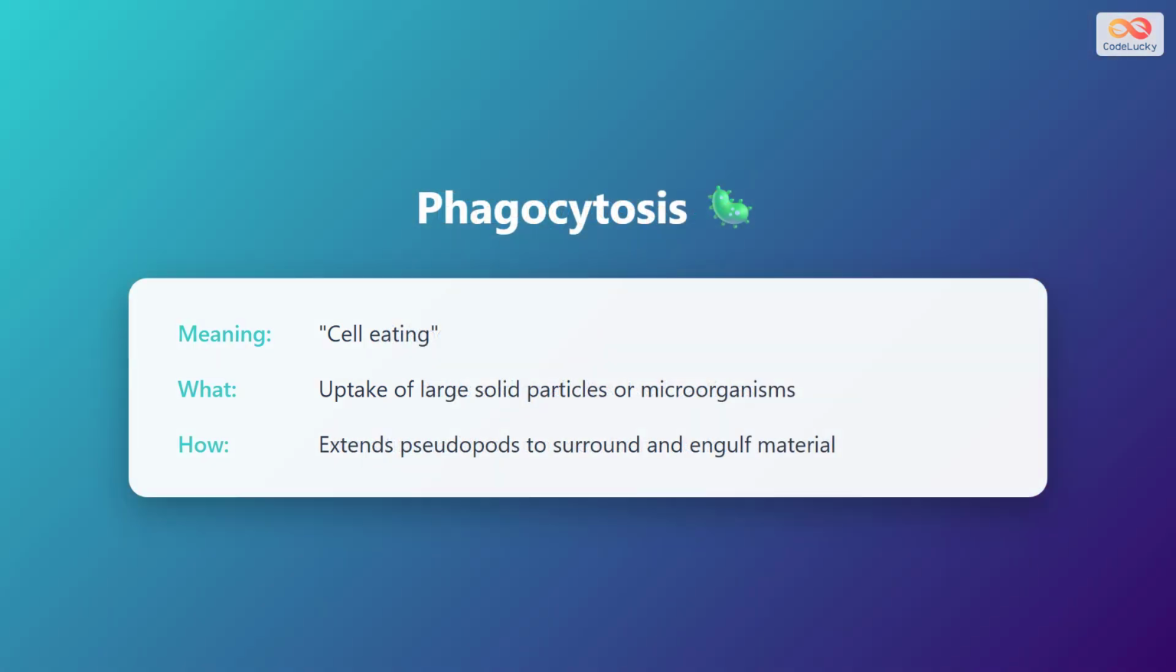Phagocytosis means cell eating. This type is used for the uptake of large solid particles or microorganisms. The cell extends projections called pseudopods, which are temporary arm-like structures, to surround and engulf the material. Once surrounded, the material is pulled inside in a large vesicle. White blood cells use phagocytosis to engulf and destroy bacteria and other pathogens, making it crucial for our immune system.